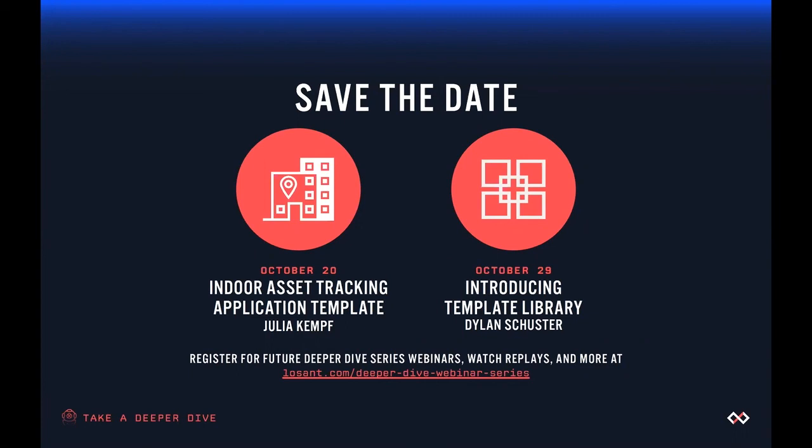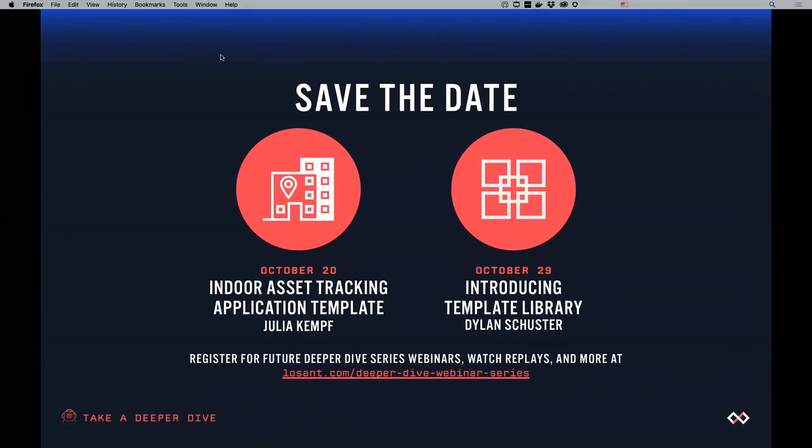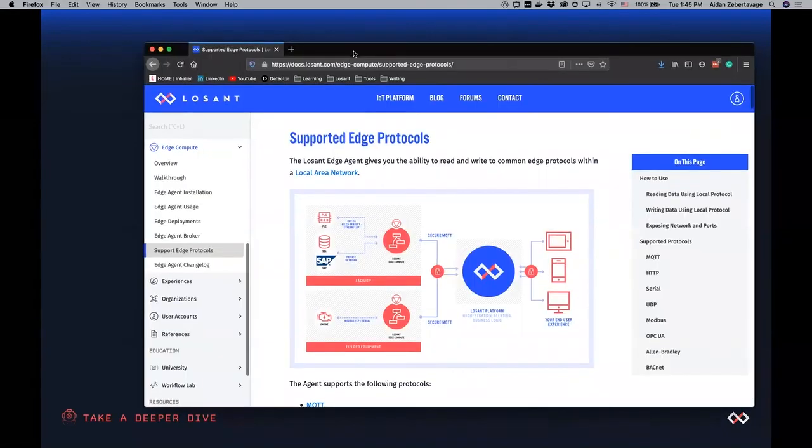So just to provide some context about how data gets to Losant, generally the two magic words are HTTP and MQTT. However, that doesn't quite explain how the interaction with the PLCs occurs. So Aiden, would you mind pulling up the supported protocol documentation? Yeah, sure. What Aiden's pulling up is our documentation for supported edge protocols.